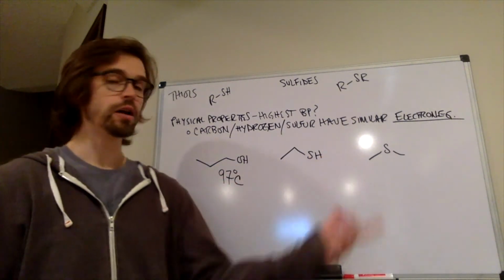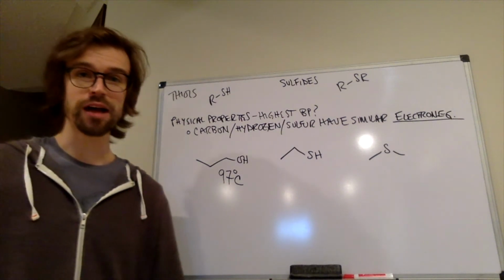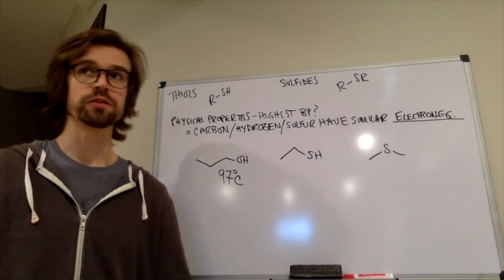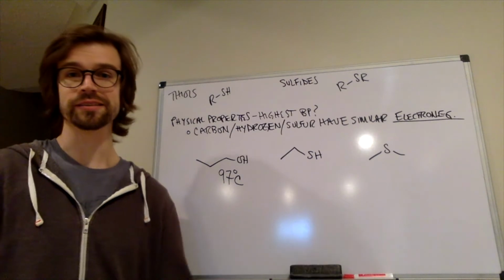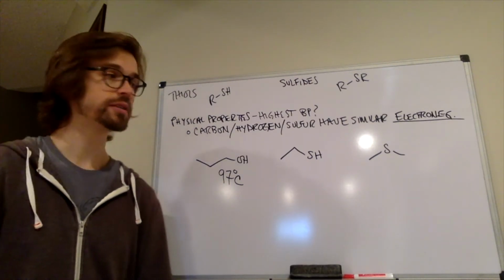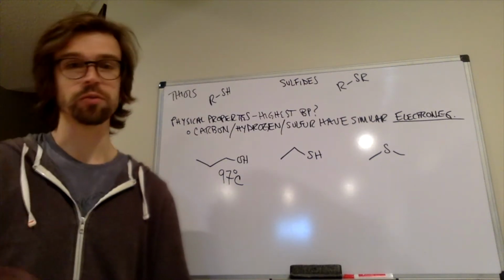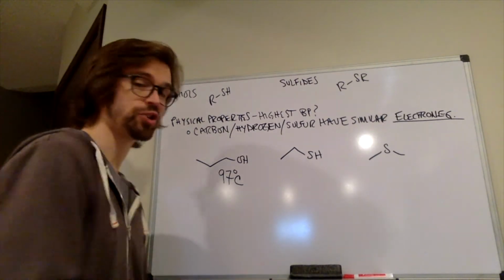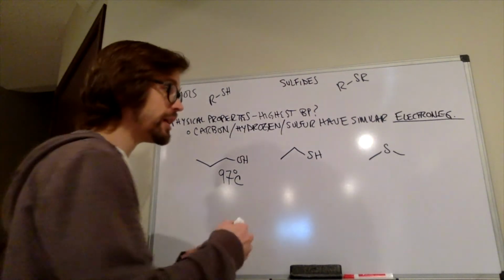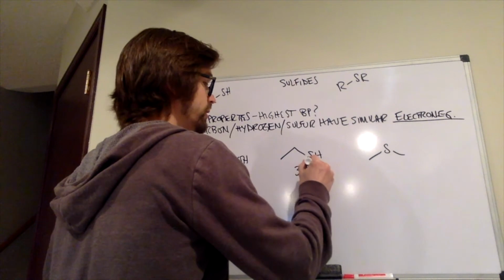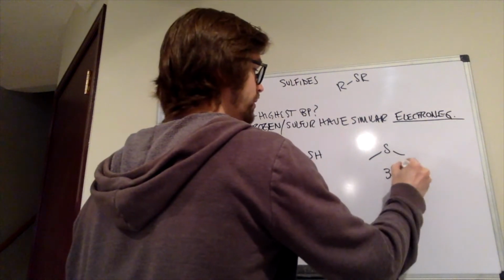What about these two? It would be kind of impossible for me to ask you which of these is going to have a higher boiling point, because they're going to have all the same interaction types. They have literally the identical molecular weight. They should have similar boiling points, right? Turns out that they do. This one's 35 degrees Celsius. This one's 37 degrees Celsius.